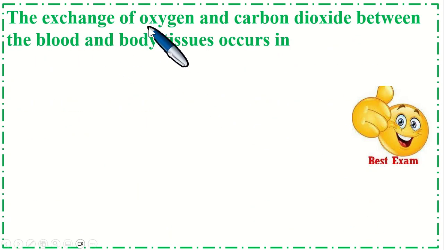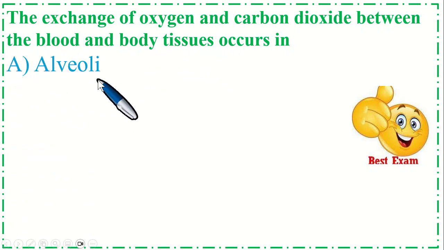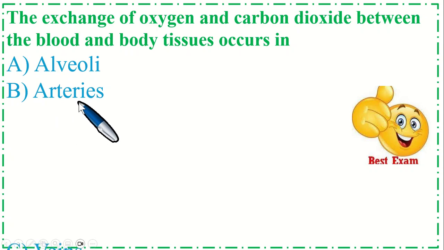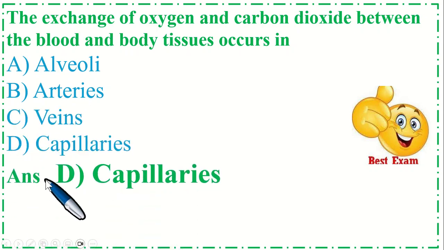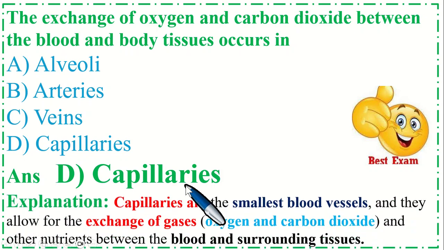The exchange of oxygen and carbon dioxide between the blood and body tissues occurs in option A, alveoli. B, arteries. C, veins. And option D, capillaries. So the correct option is D, capillaries.